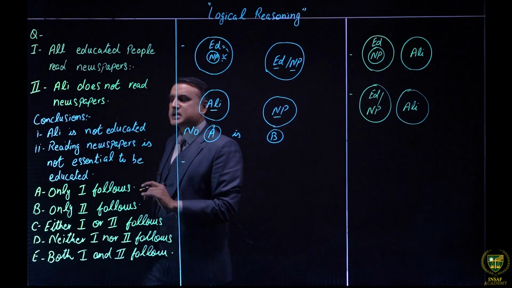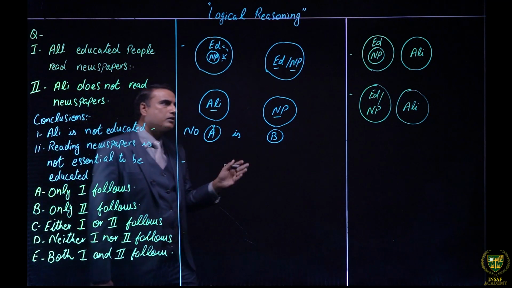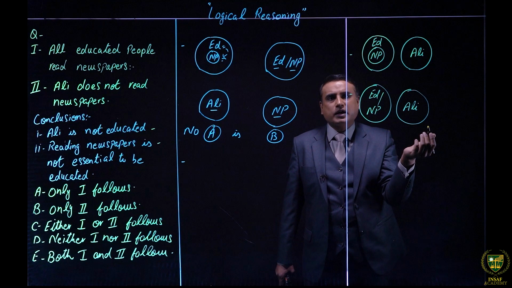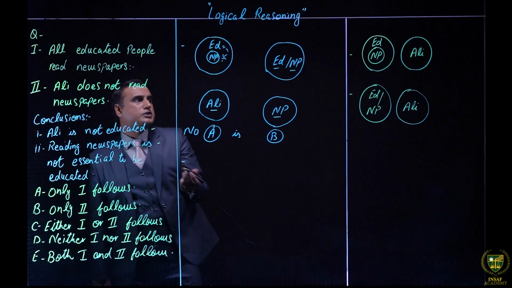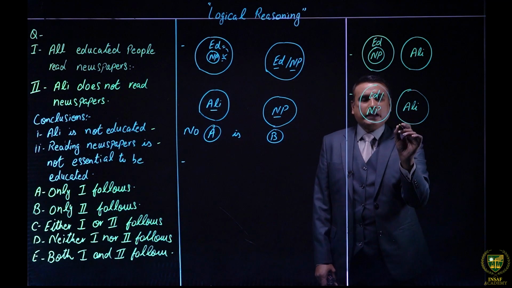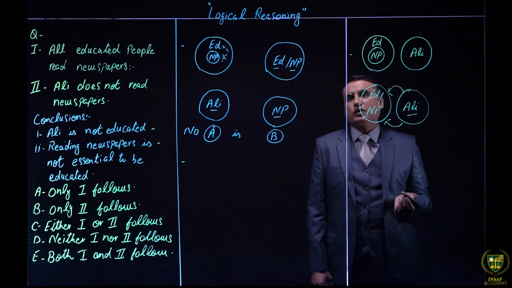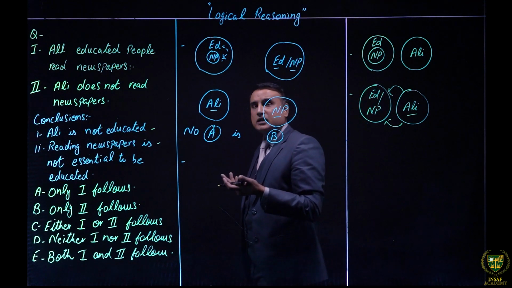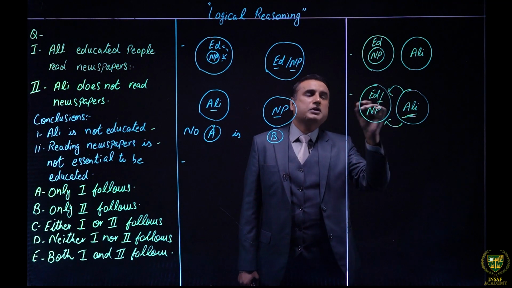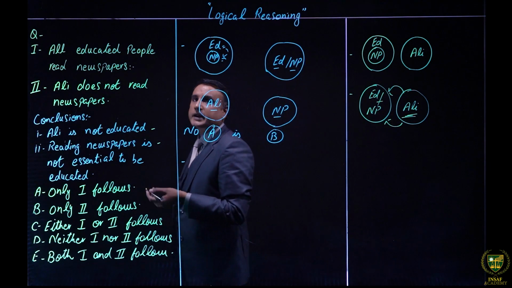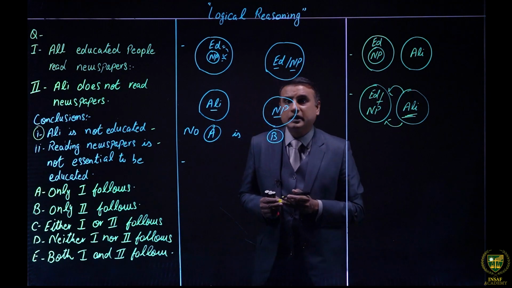Agar aap sirf in examples pe jayenge, to you will feel that both these conclusions are true. Ali is not educated. Good, obviously, because Ali is not educated. And then, reading newspaper is not essential to be educated. Now, it is not compulsory. Yes, Ali is not educated. It is not included in the group. But it does not mean that whoever is not reading newspaper will not be educated. It is not correct. So here, the only option we need is option alpha.